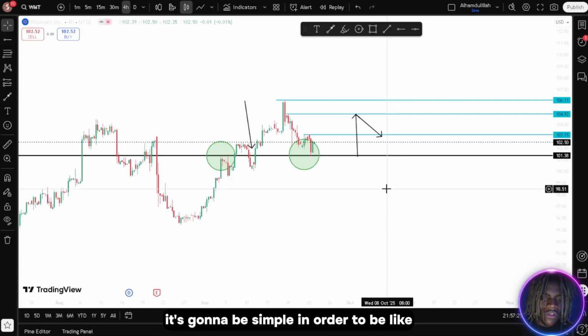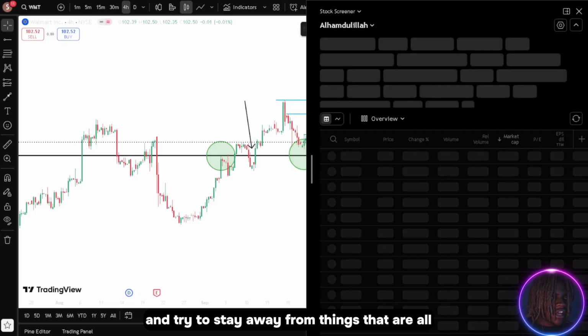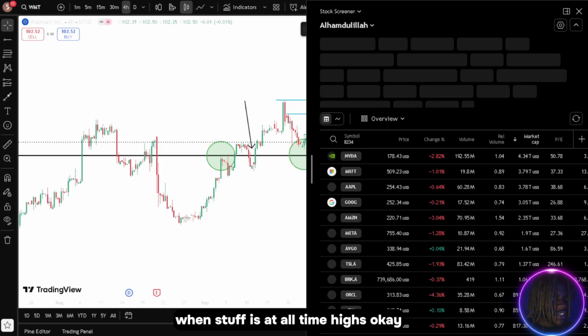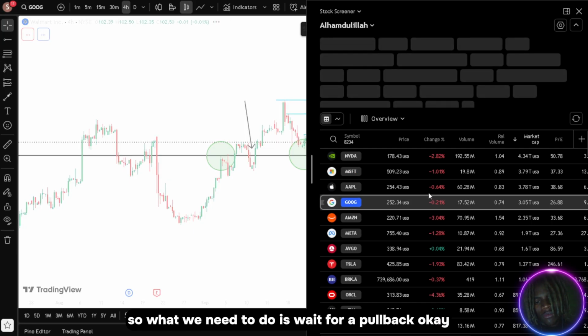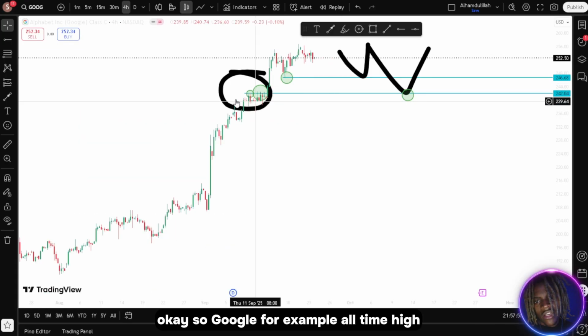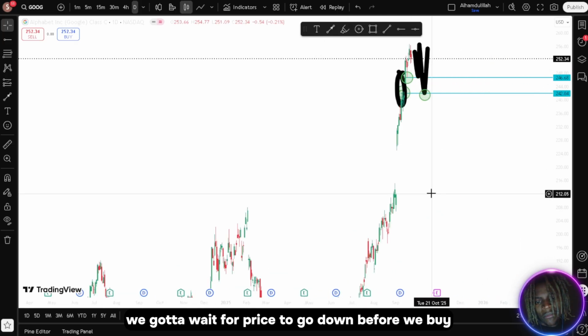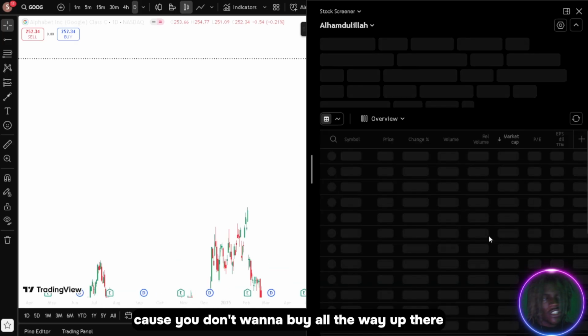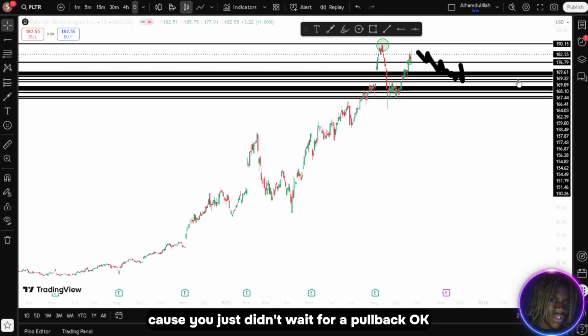Because then from there, it's going to be simple to be like, you know what, I know what I'm doing, I do this consistently, and then you're going to be able to hunt down and find profitable trades pretty quickly. And try to stay away from things that are at all-time highs. We can't really do too much when stuff is at all-time highs. So what we need to do is wait for a pullback. We need to wait for price to go in a downward direction. So Google, for example, is at all-time highs, no resistance above it. We have to wait for price to go down before we buy it again. Because you don't want to buy all the way up there, whether it be on options, calls, or shares, and then lose because you just didn't wait for a pullback.